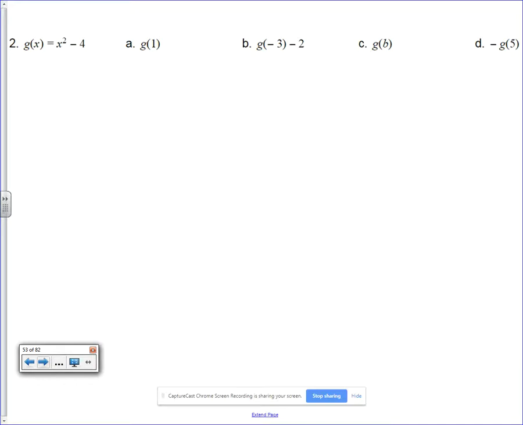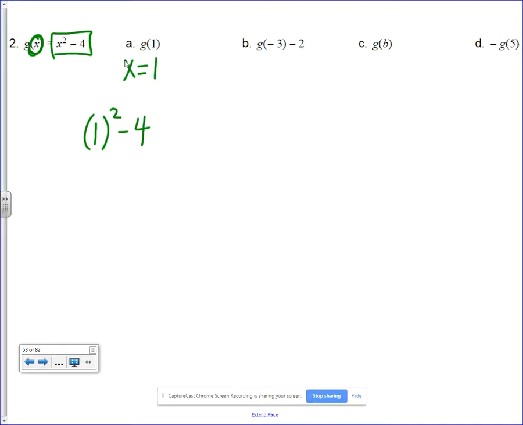Letter A says g of 1. What do we know about that 1? That's the x. It's right where the x is supposed to be, right there. So I'm going to take out the x and I'm going to put in 1 and I'm going to do it on the right side of the equation. Now, folks, do you see how that x is being squared? Do you see how the x is being squared? Okay, that needs to go in parentheses. If you don't, you will almost half of the time get it wrong. Does everybody see that? Yeah?